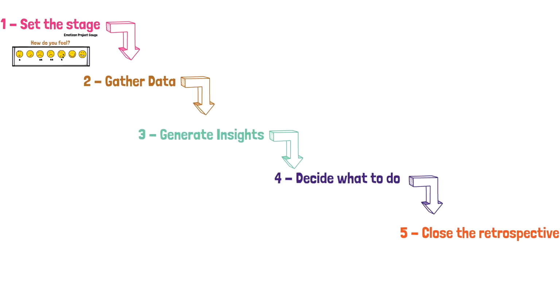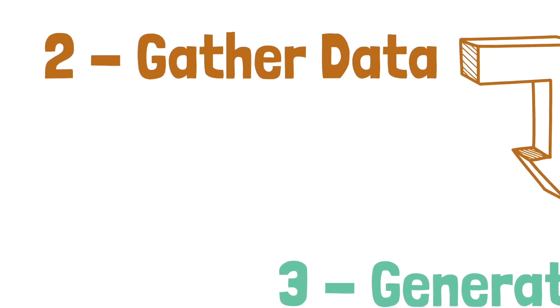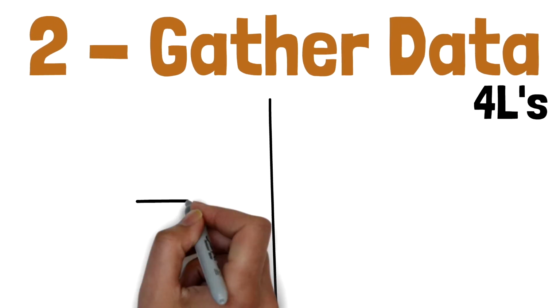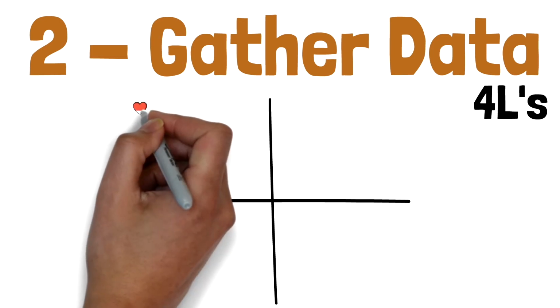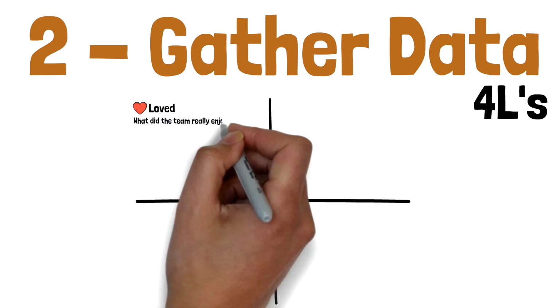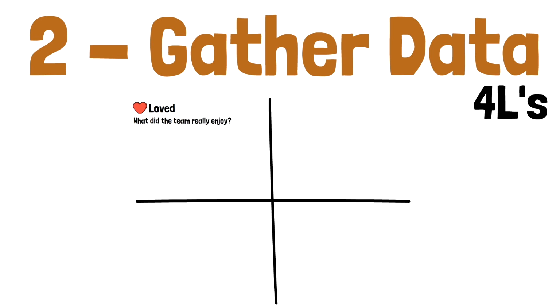Moving to the next step of gathering data, we can use the 4 L's technique. The facilitator can draw a quadrant with the 4 L's. Loved. What did the team really enjoy about the iteration? In particular, what went better than expected? Think about all the positive things that happened during the sprint.